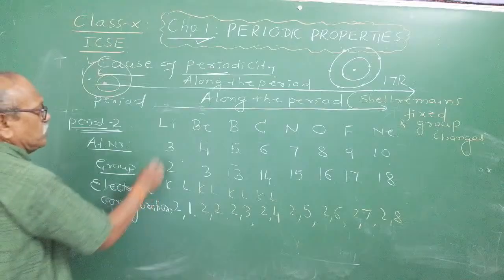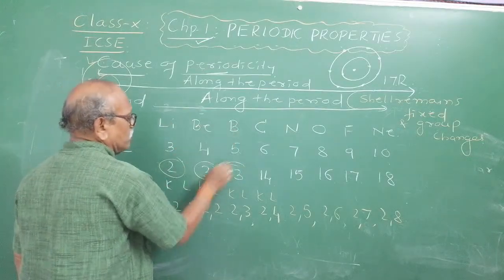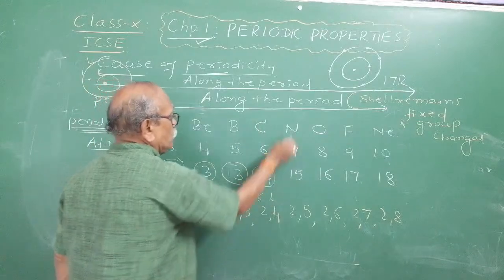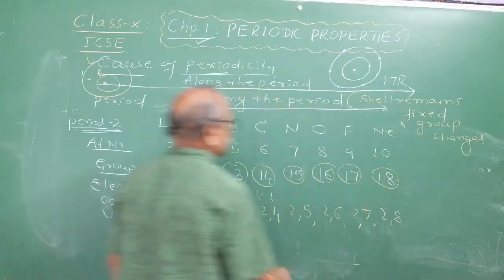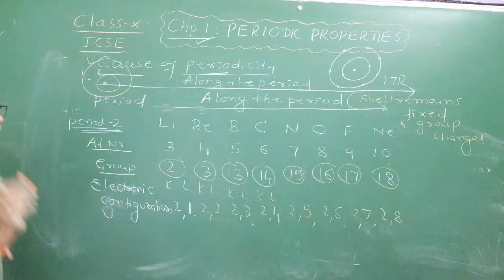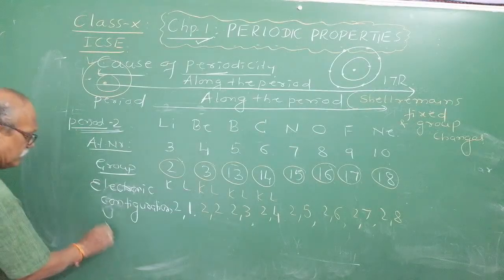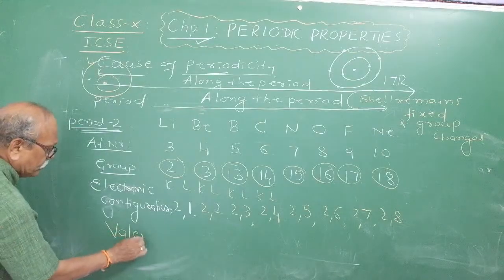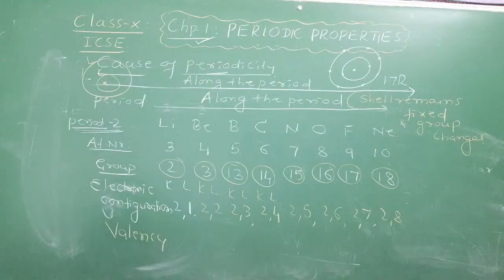But the group, you observe: lithium is present in the first group, beryllium is in the second group, boron is in the 13th group, carbon is in the 14th group, nitrogen is in the 15th group. Successively the group number is changing, but the period remains the same. That is another reason for the periodicity. Are you getting the point here? And now the concept of valency, a very important concept. Are you getting me?